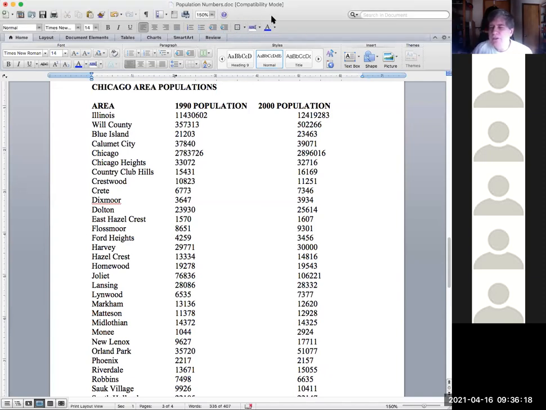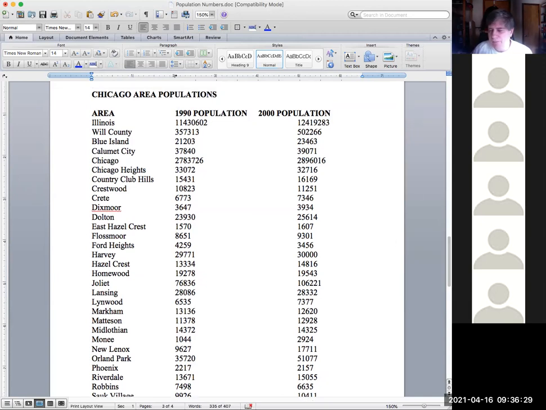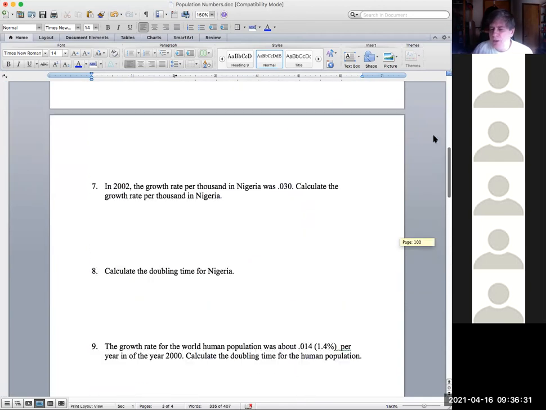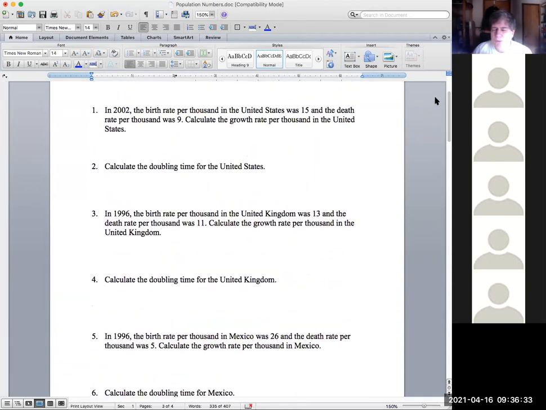And you should be able to see a chart now of a variety of populations in the Chicago area. We're going to go back for a minute and look at some other data. So first, let's look at some data from around the world.